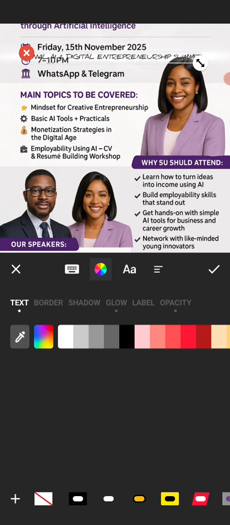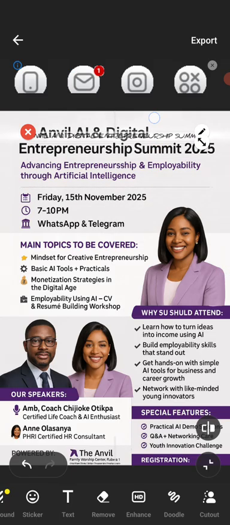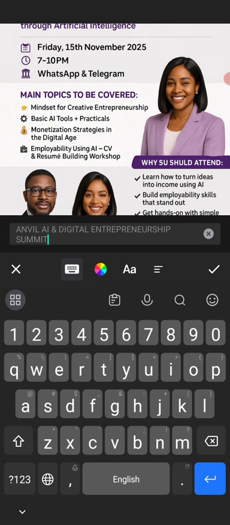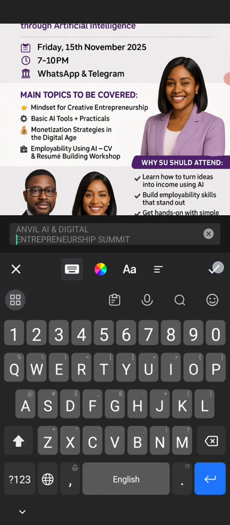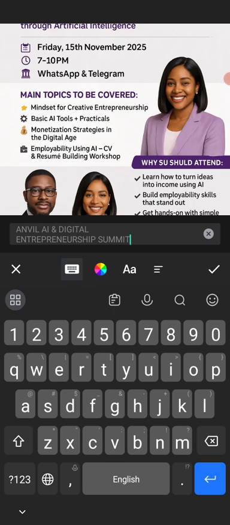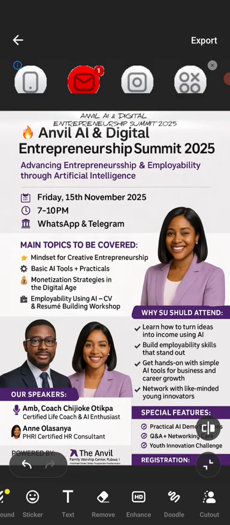Now, let's see. Bringing this here, you will notice that this is cut. There's up and down, right? So let's change this. AI and Digital Entrepreneurship Summit. Yes. So now let's go 2025. Good. Let's go and remove this one.